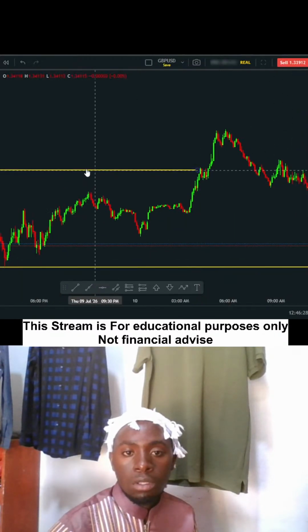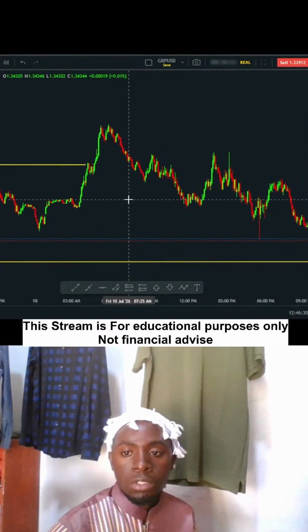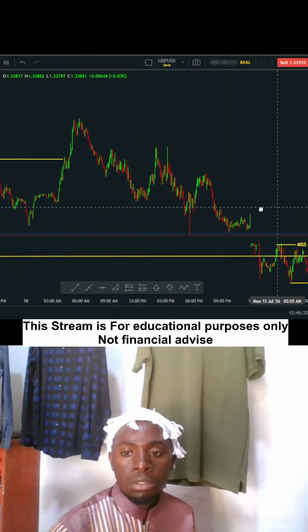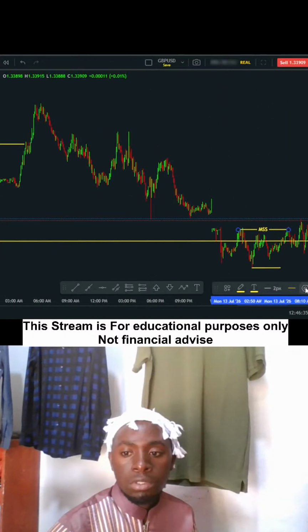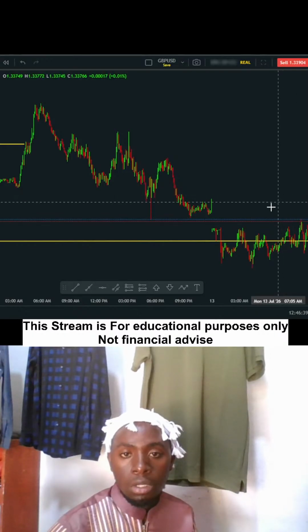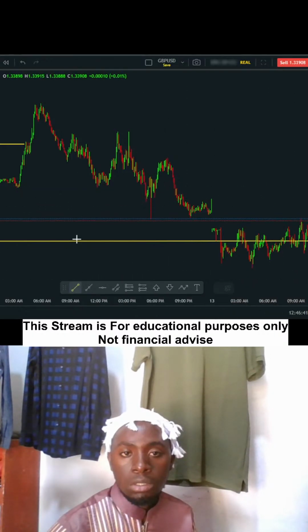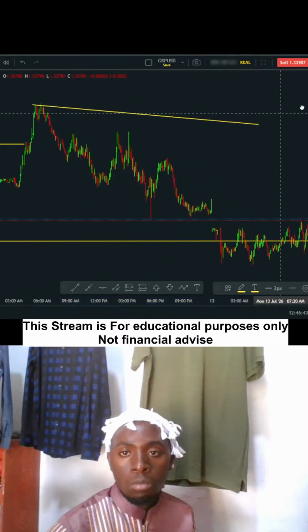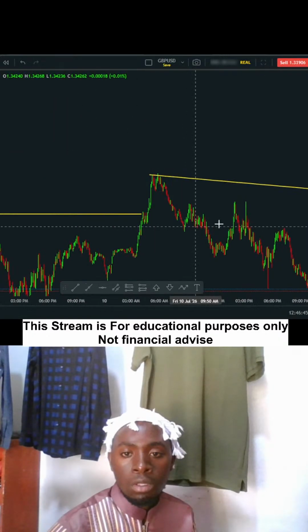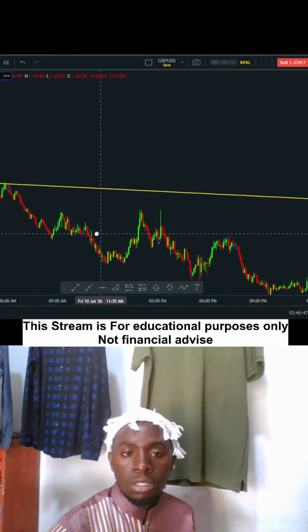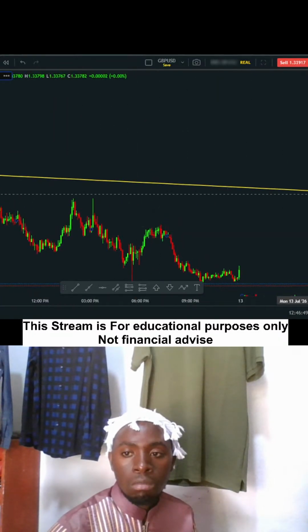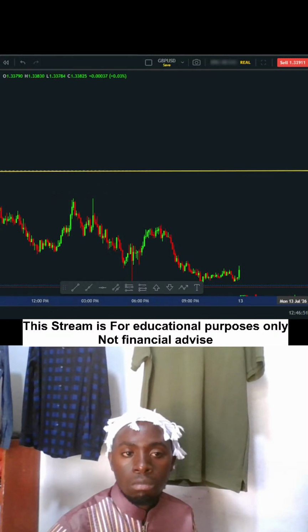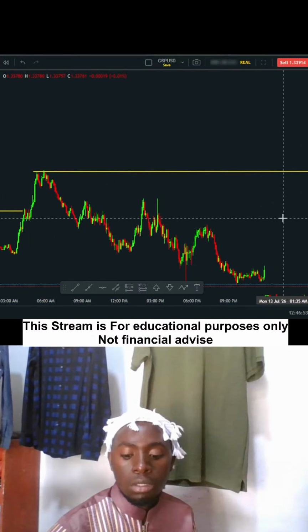So that's the valid break of structure. Meaning, if I check very well, since we are kind of bullish, this would be the valid high right there.